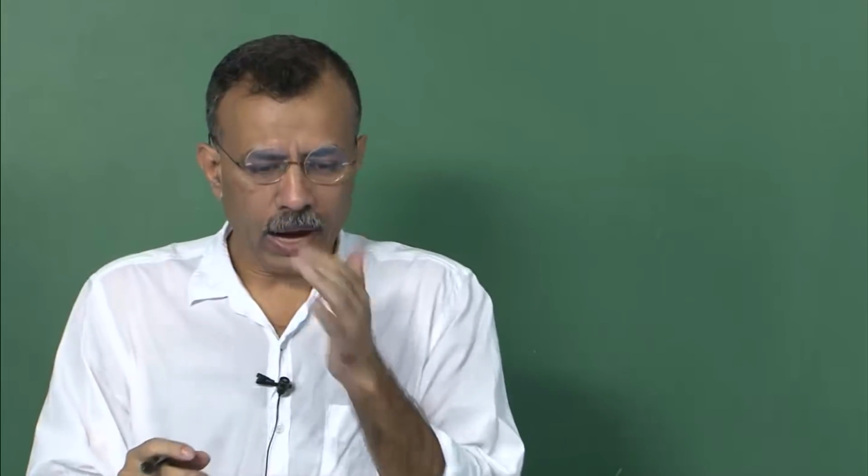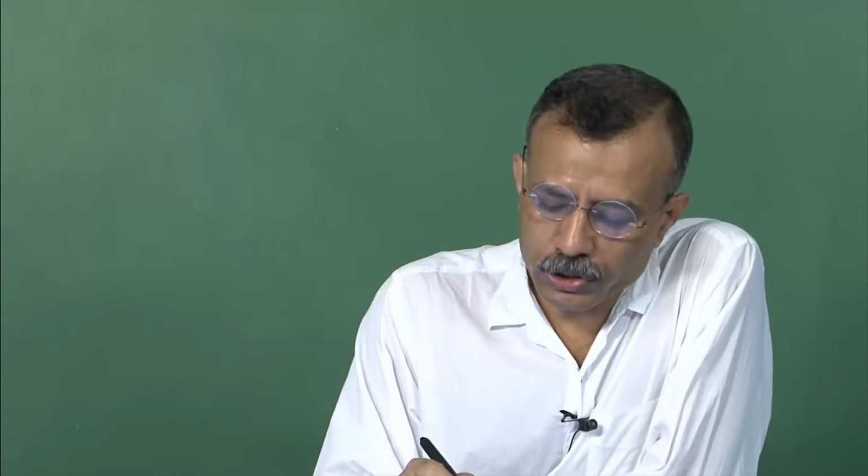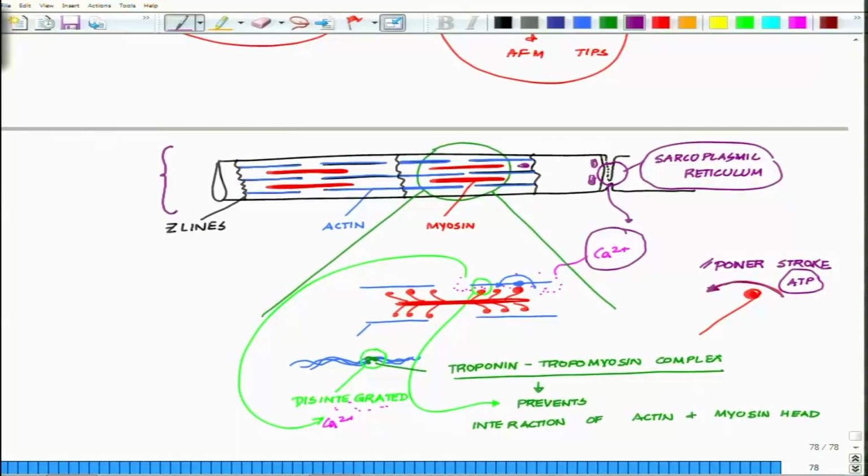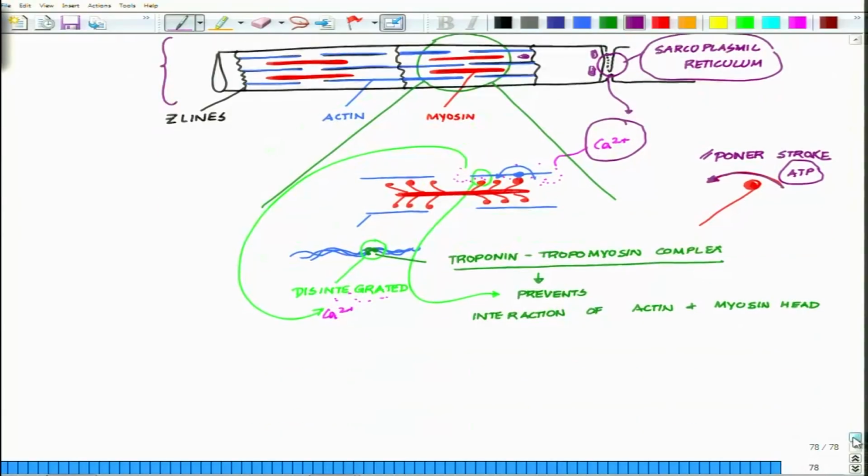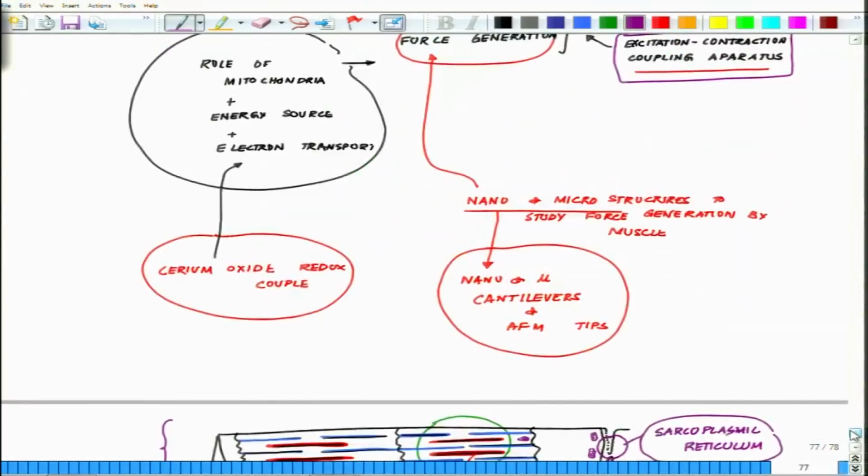With this brief idea about muscle biology and the role of cerium oxide nanoparticle, I will move on to diagnostic aspects, an approach by which you do not have to kill or sacrifice any animal, and yet you can understand the muscle physiology better. What our nanotechnology has to offer in terms of diagnostic tools. So, there we will be talking about, as we promised, nano and micro cantilevers.